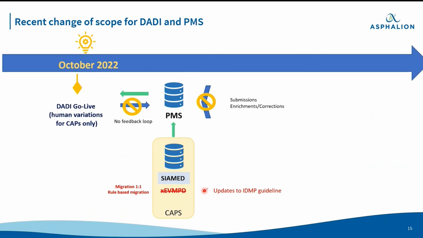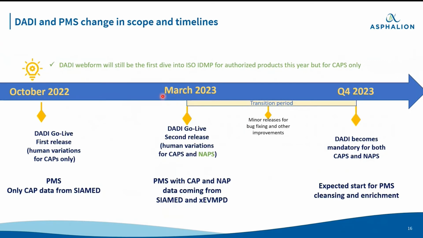So if we look a bit at that change of scope, now for October 2022, the DADI Go Live for human variation will be for CAPs only, and the information in PMS will be coming from CMED only. So looking now at these changes in scope, of course, the DADI Web Form will still be the first dive into ISO IDMP for authorized products this year, but only for CAPs.